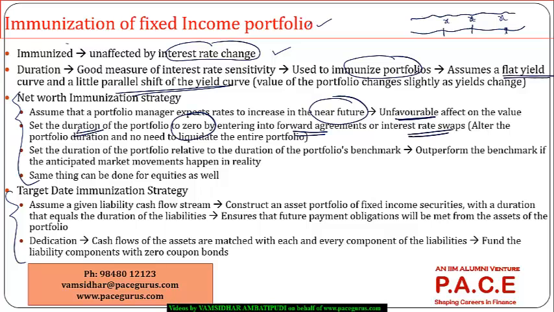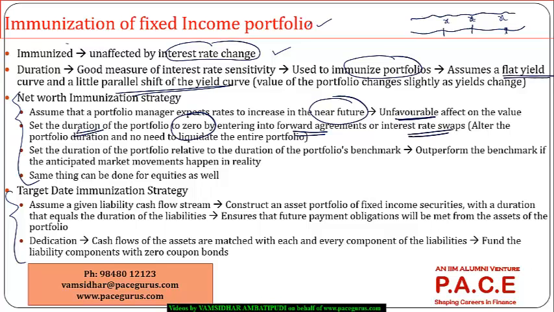Right? Let's assume that the portfolio's duration is some 3. Now you get into a kind of a forward rate agreement whose duration is working out to -3. So that both of them as a portfolio will reduce the portfolio duration to 0. So you are actually altering the portfolio duration and we are not liquidating the portfolio at all. That is what we do as a part of the net worth immunization strategy.